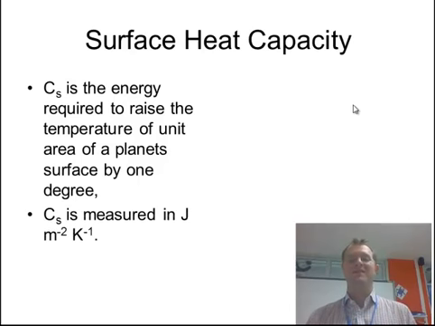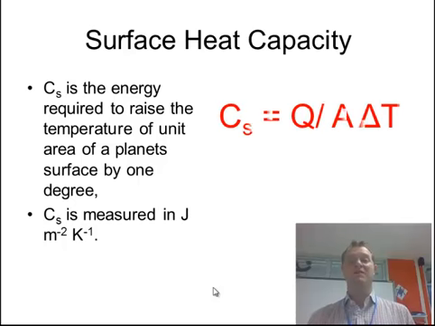Units related to this are joules per meter squared per Kelvin. So it's the amount of energy per meter squared per Kelvin. And the formula which you're going to need to recognize for this is the surface heat capacity C_s equals Q, which is the amount of energy coming in, divided by area, divided by the change in temperature. Okay. So that's our surface heat capacity.